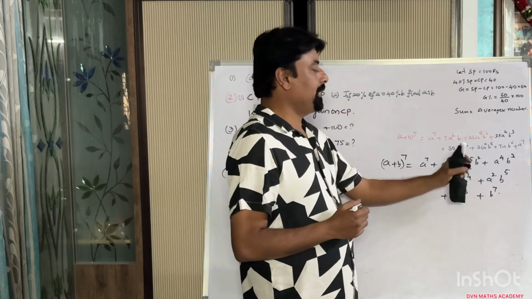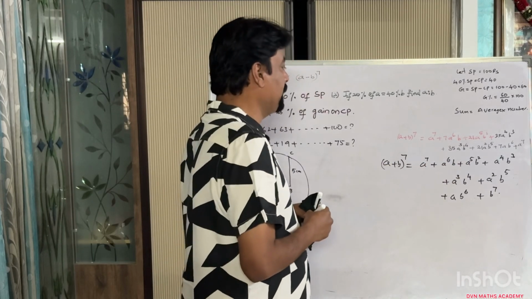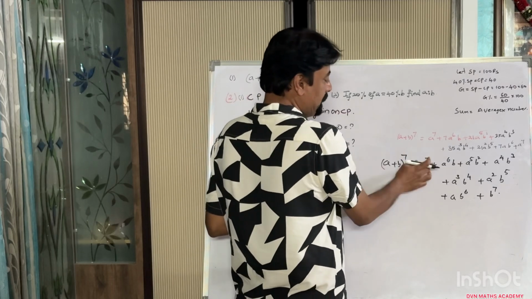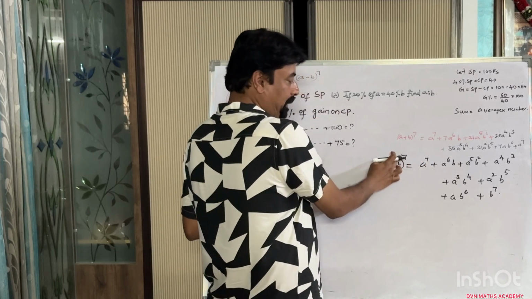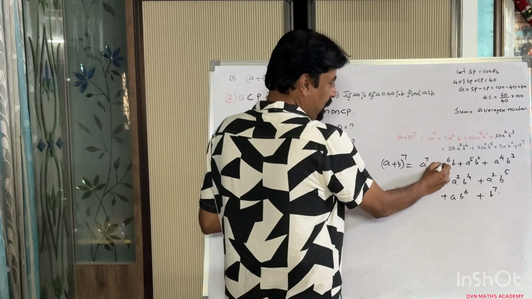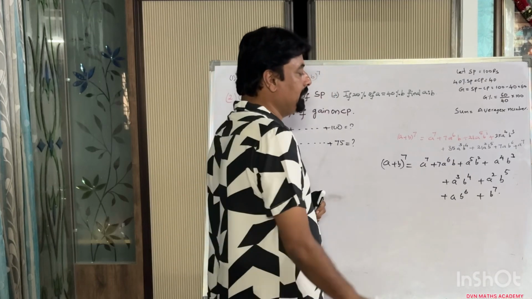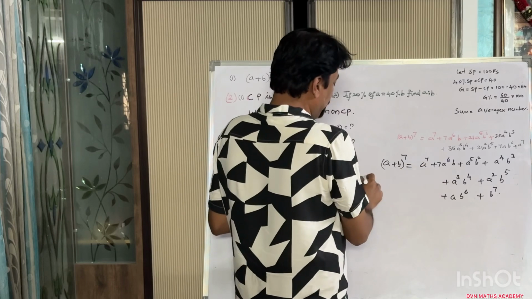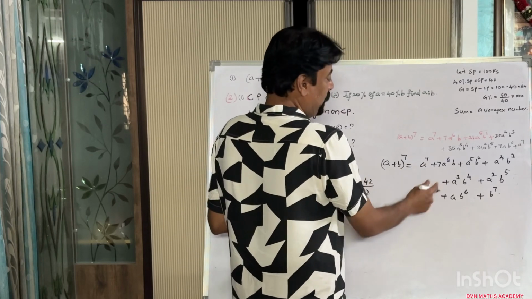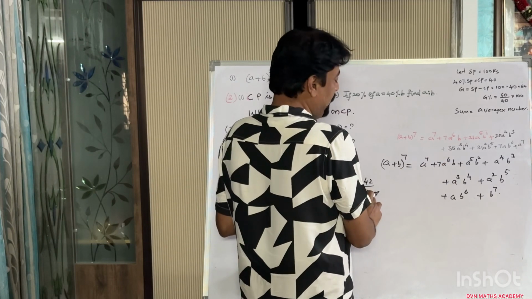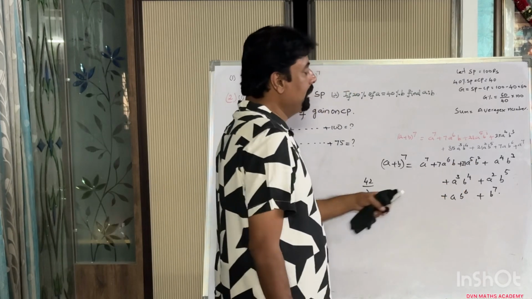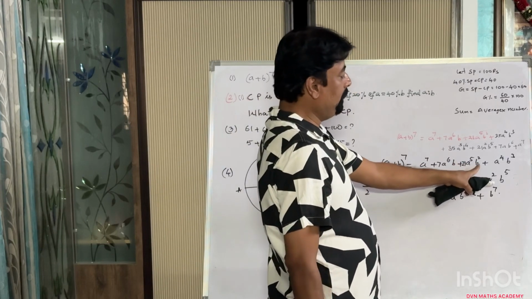But what are the coefficients? That is the very important thing. The first coefficient is always 1. The second coefficient is the power, which is 7, so you write here 7. What is the third coefficient? The third coefficient is nothing but 6 sevens are 42, 42 divided by 2. So here I am dividing 42 by 2, and you will get 21. So that is 21 a to the power of 5 and b square.